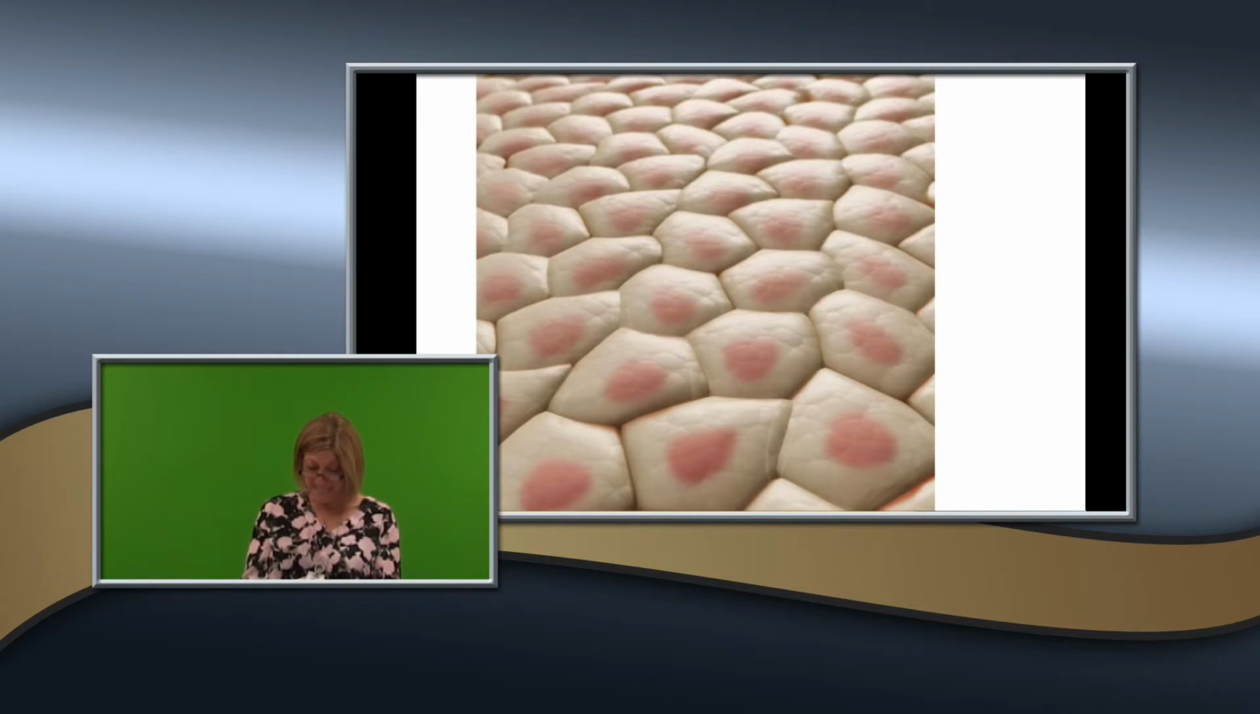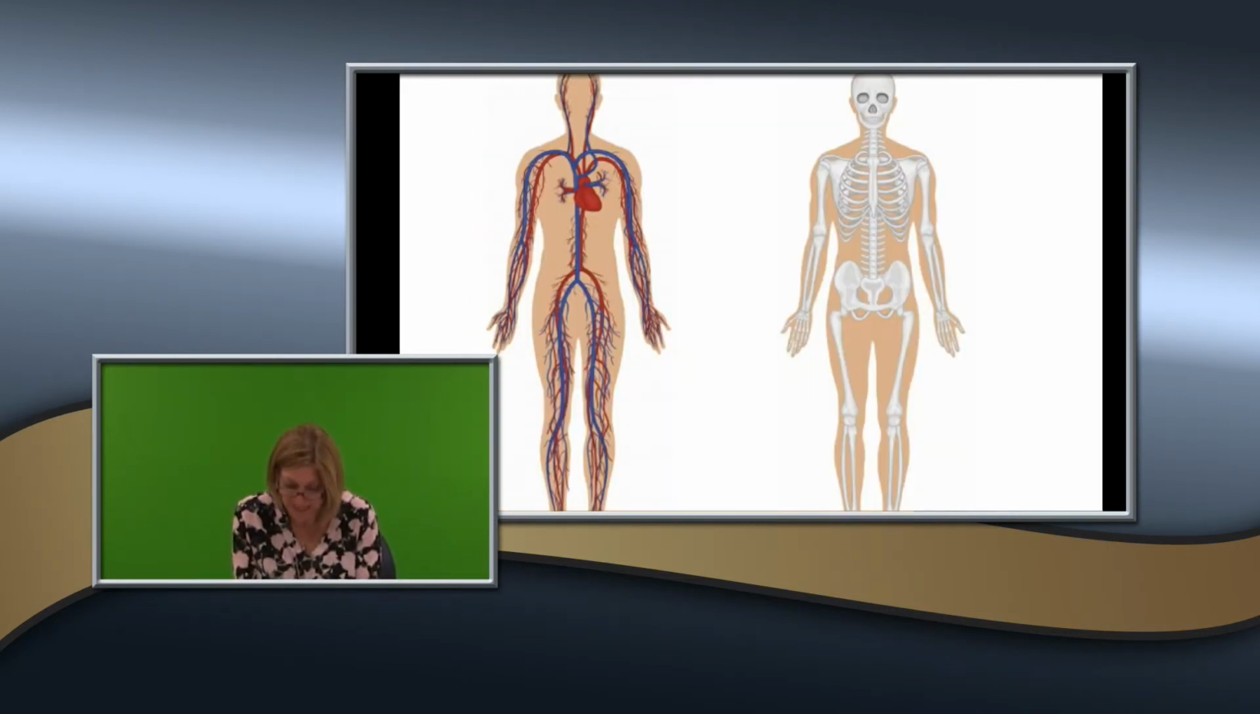There are 4 main types of tissue, and each serves a different function. The 4 types of tissue are connective, muscle, nervous, and epithelial. What do you think connective tissue might do? It connects. Connective tissue supports the body and binds other tissue together like glue.